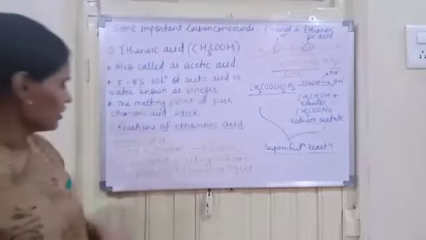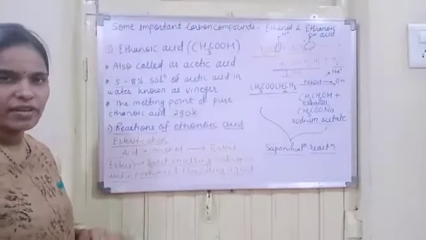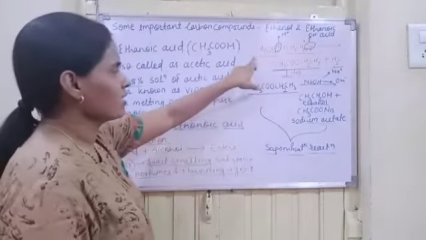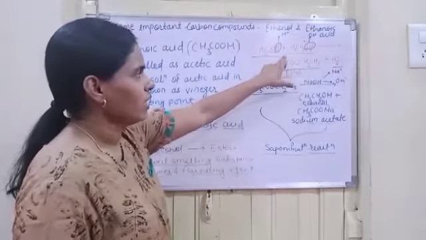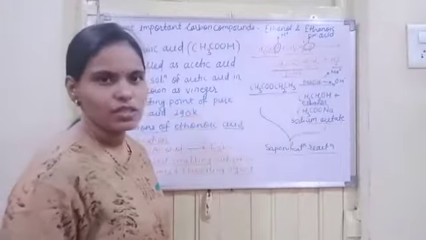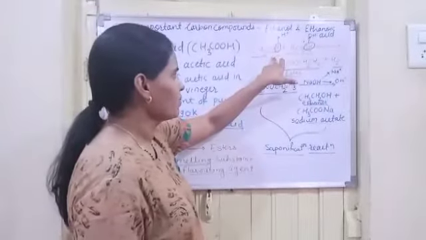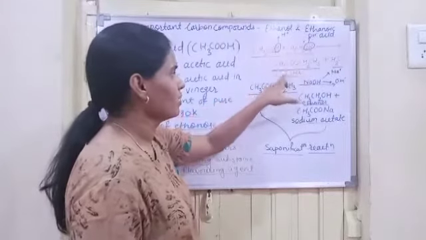Now look at the reaction as we have seen. When acid reacts with alcohol, esters are formed. When acid, here it is ethanoic acid, that is CH3COOH, and alcohol, that is CH3CH2OH, that is ethanol, react, the ester is formed.